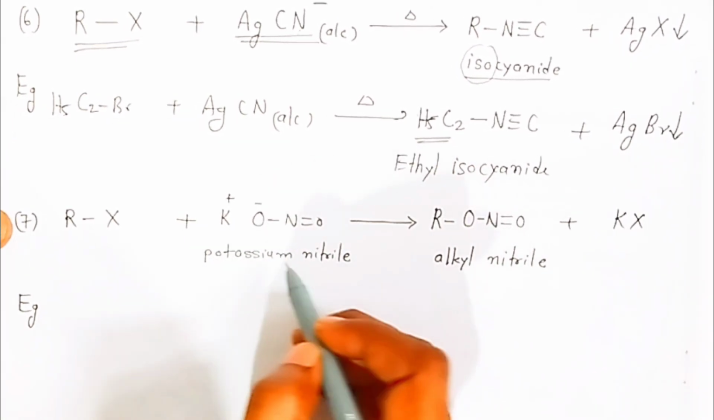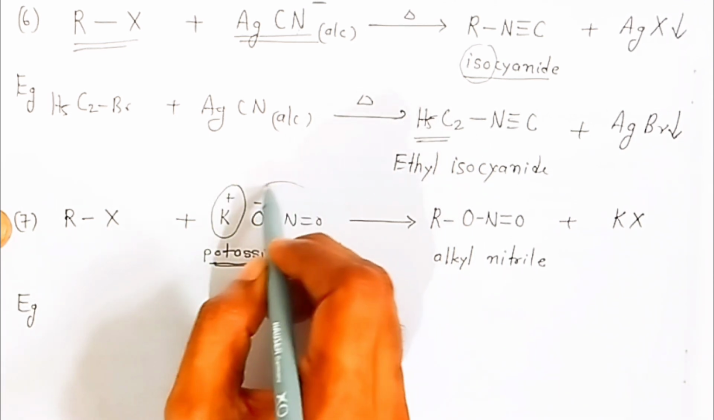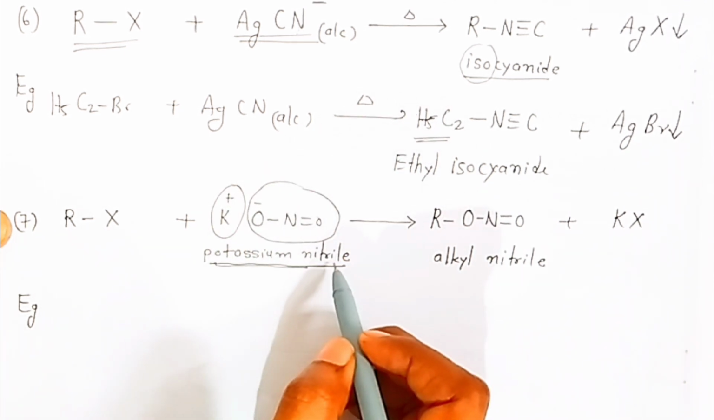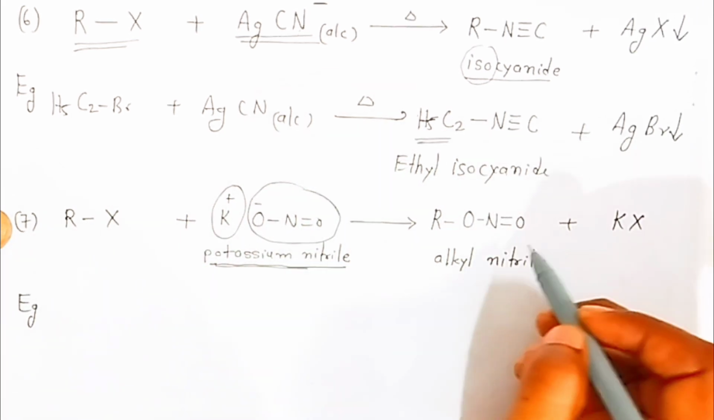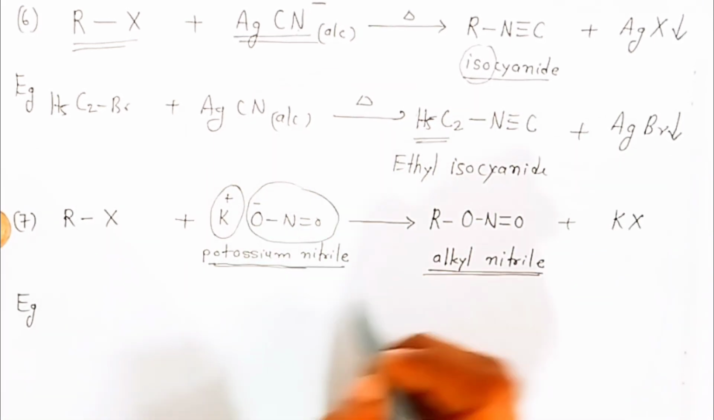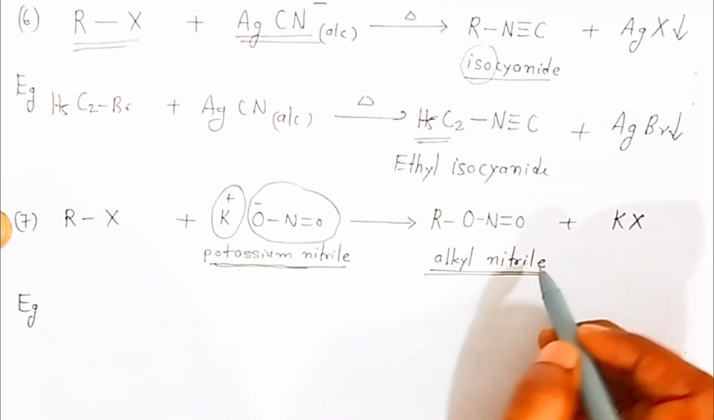Seventh reaction, students: action of potassium nitrite. This is potassium and this is nitrite. Now this nitrite will act as a nucleophile. It will combine with the alkyl group and form alkyl nitrite. Oxygen of the nitrite will combine with the alkyl group and it will form alkyl nitrite and KX.